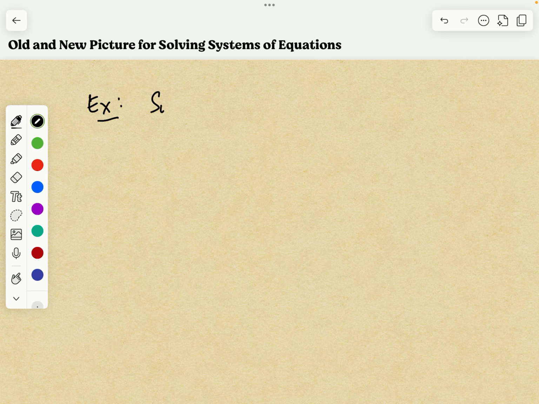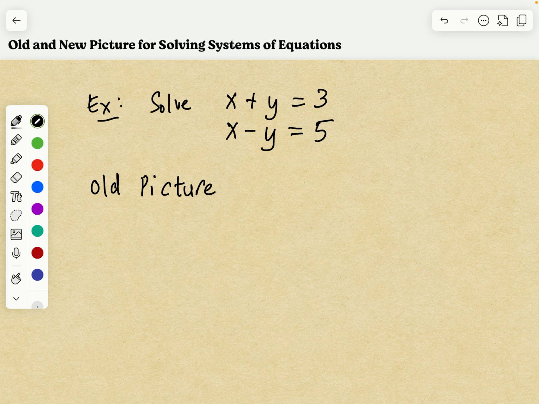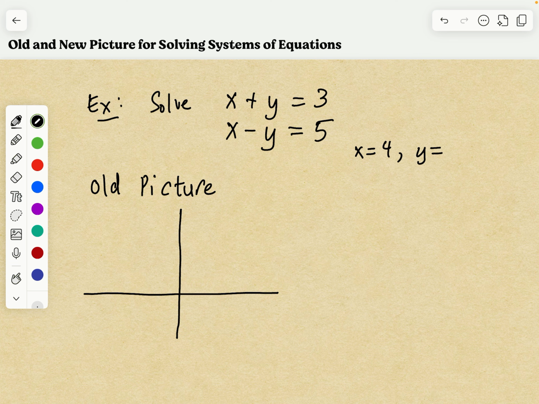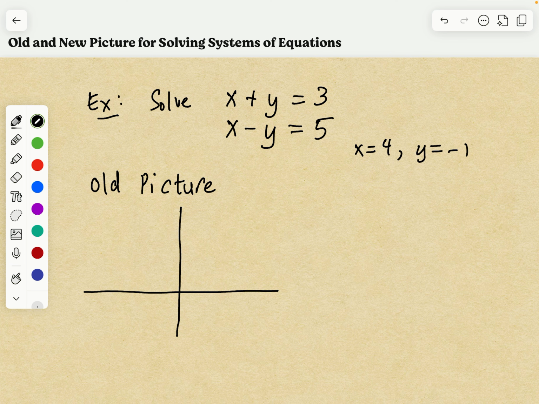Let's say we wanted to solve x plus y equals 3, x minus y equals 5. The old picture is to graph x plus y equals 3 and x minus y equals 5 and see where they intersect. First of all, it's easy to figure out what x and y are. If you add the two equations, you get 2x is 8, so x is 4, and then when you plug in 4, you get y equals -1.